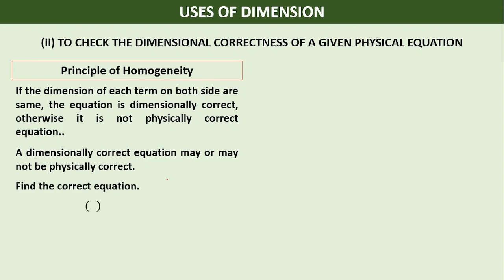Find the correct equation. 1. v equal to u plus at. Then second one, v equals u plus at square. We know that the first equation is a valid one. The second equation is an invalid one. That's what we are going to prove.